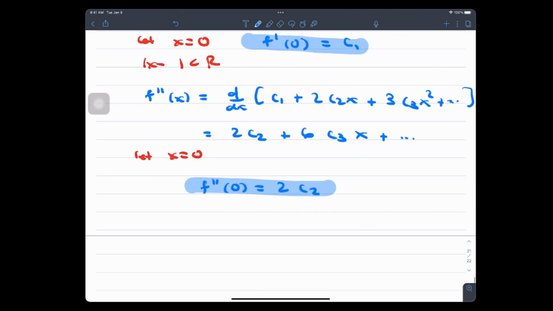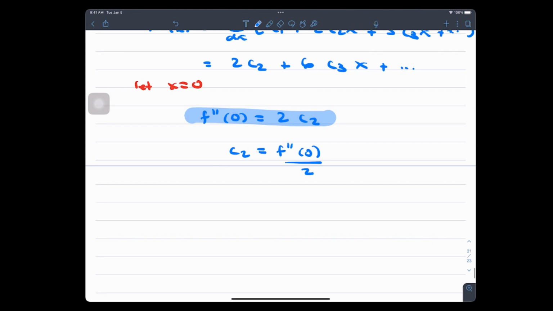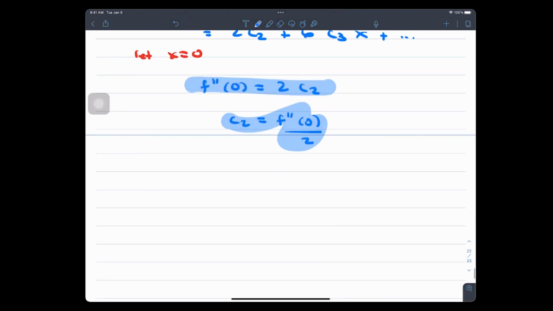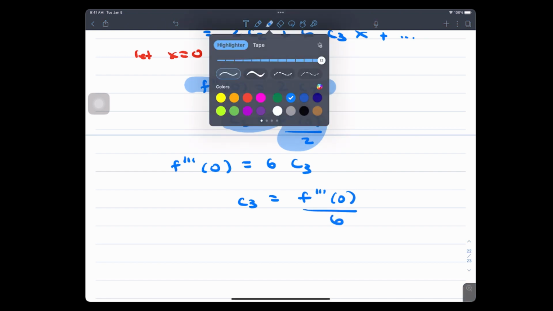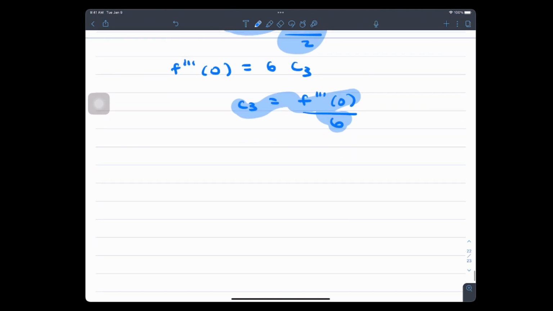And so I want you guys to know something here. This means that C2 will be f double prime at 0 over 2 if we solve for C2. And that's the kind of idea. Now, if you continue the process, you're going to get the third derivative evaluated at 0 will be 6C3, where C3 is the third derivative evaluated at 0 over 6. And if you continue forever, here's what you guys are going to end up with: Cn, the coefficients, is the nth derivative evaluated at 0 over n factorial.